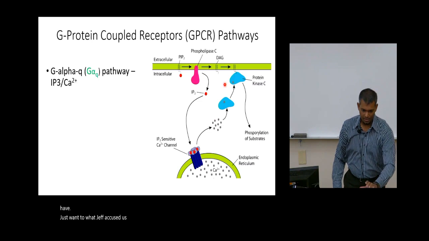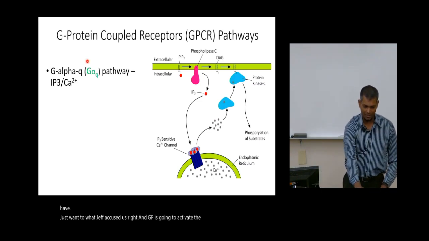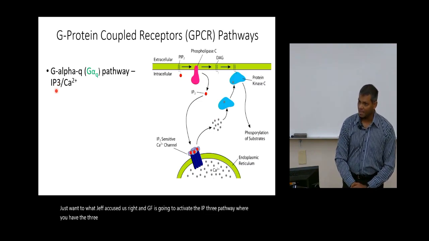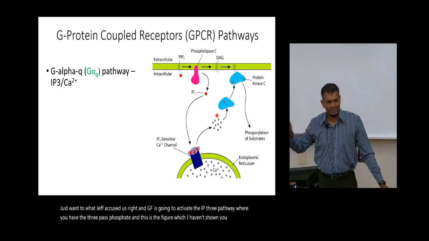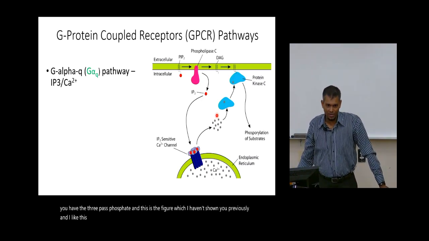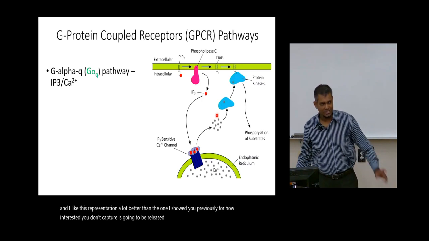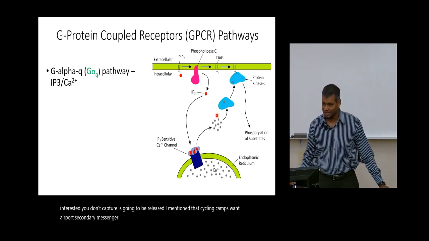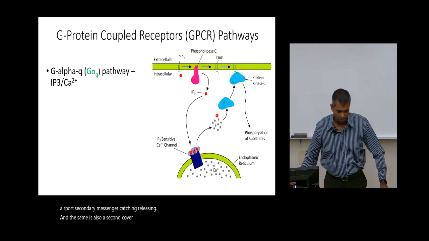Okay. And G-alpha Q is going to activate the IP3 pathway, where you have the inositol triphosphate. And this is the figure which I haven't shown you previously, and I like this representation a lot better than the one I showed you previously for how intracellular calcium is going to be released. I mentioned that cyclic AMP is one type of secondary messenger. Calcium releasing inside the cell is also a second type of secondary messenger.